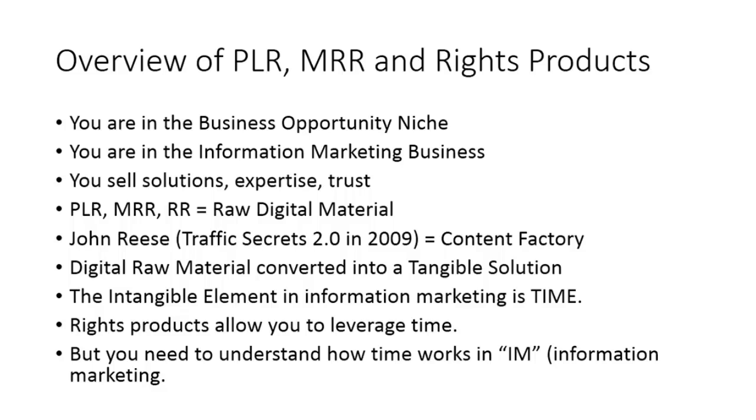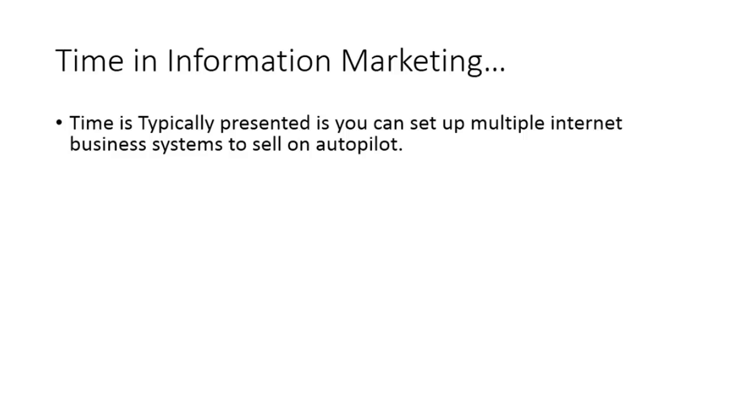You must understand that, and you must understand the value that you bring to people so that when you present your solution, you present it with confidence and pride. Now, what do we mean by time and information marketing? Well, time is typically presented so that you can set up multiple internet business systems to sell on autopilot. Remember, we are in the business opportunity niche. So when we set up a business system, we don't need permission to set up a second one. We don't need a business license to set up a second internet business system to sell on autopilot so that we can profit from it.